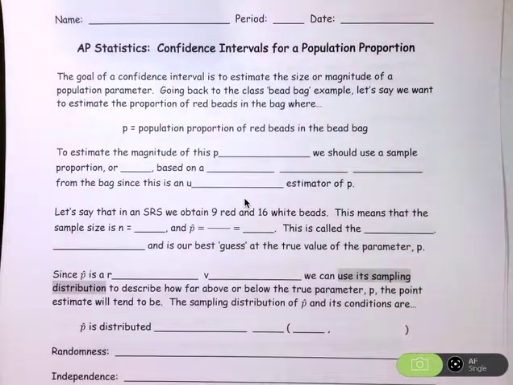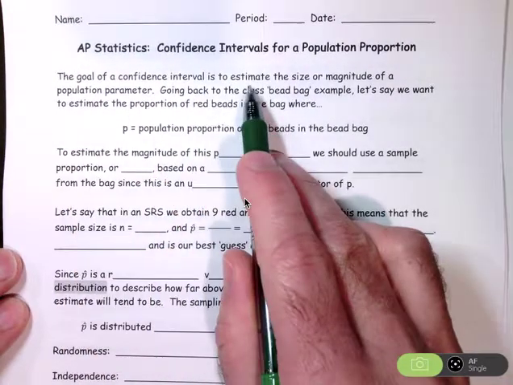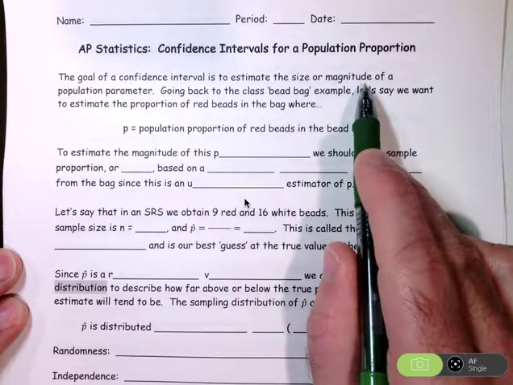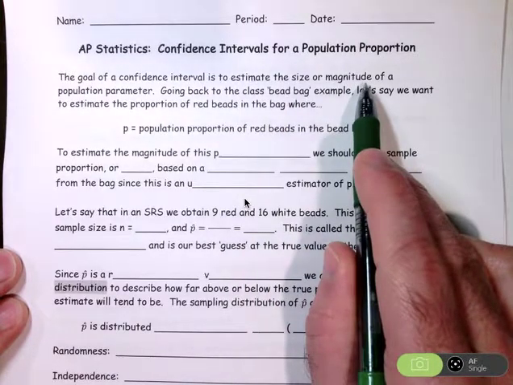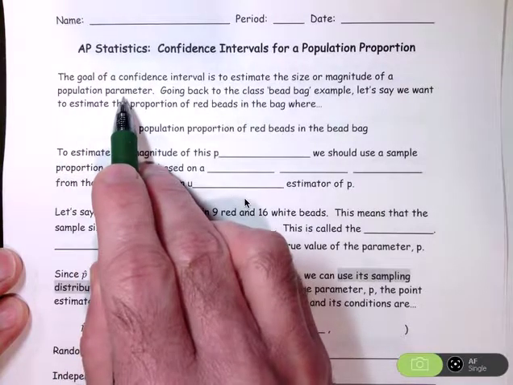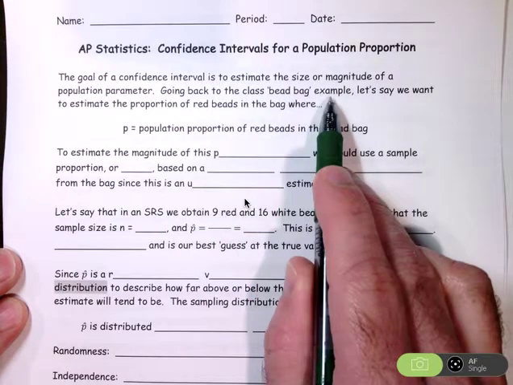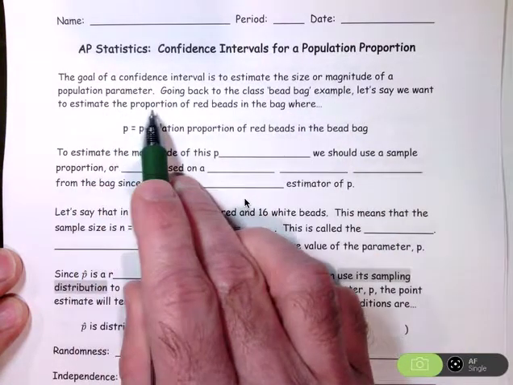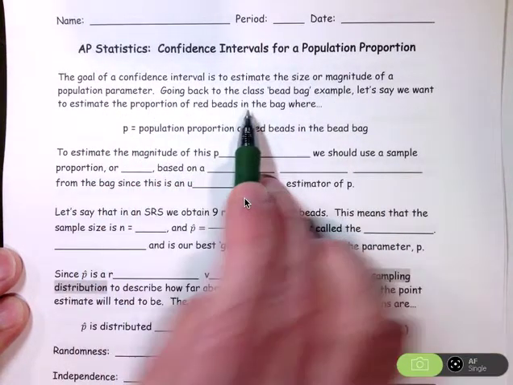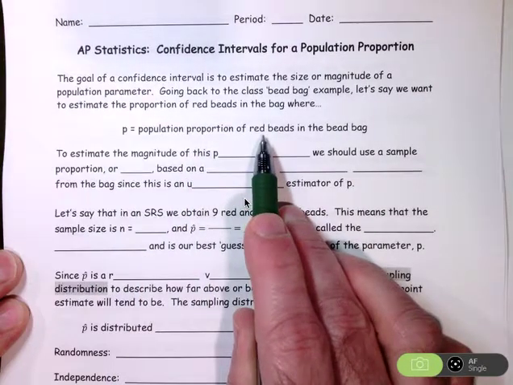Guys, it's finally time to build confidence intervals. So the goal of a confidence interval is to estimate the size or the magnitude. How small or how large might a particular population parameter be? So if we go back to the class bead bag example, let's say we want to estimate the proportion of red beads in the bag, where P is the population proportion of red beads in the bead bag.